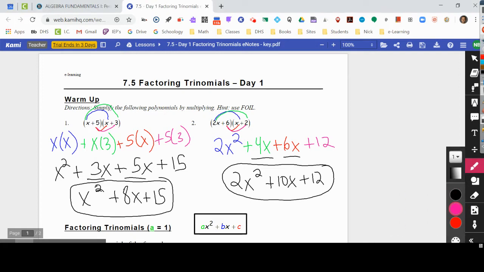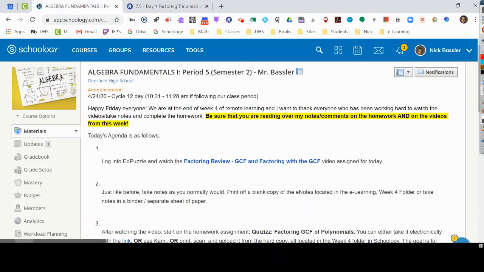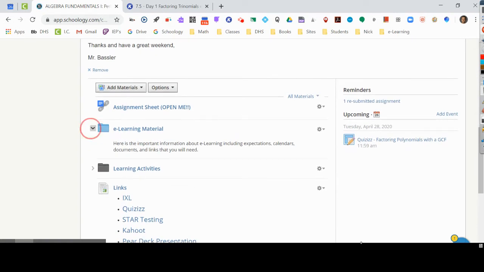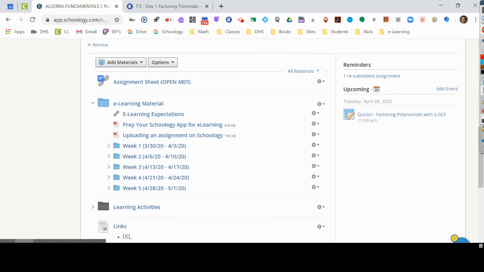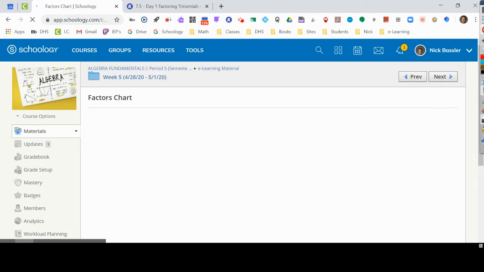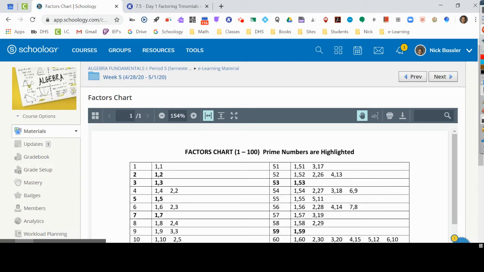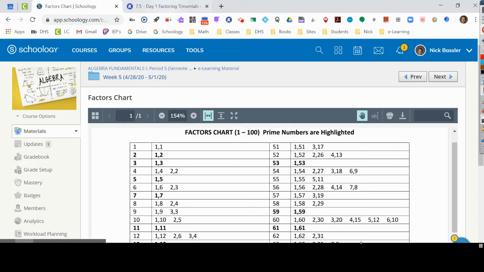And for this lesson, all right, you are going to need that factors chart, right? Hopefully you guys used it last week and found it helpful. Again, you're going to need it this week as well, all right? And I put it back into the week 5 folder here, right? So if you go into e-learning materials and you look in week 5, there's that factors chart document that you should have out in front of you. Hopefully you printed it off last week if you are able to print it off. If not, again, that's okay, but have this document out and ready when we do the notes here and when you do the homework after the notes, okay?